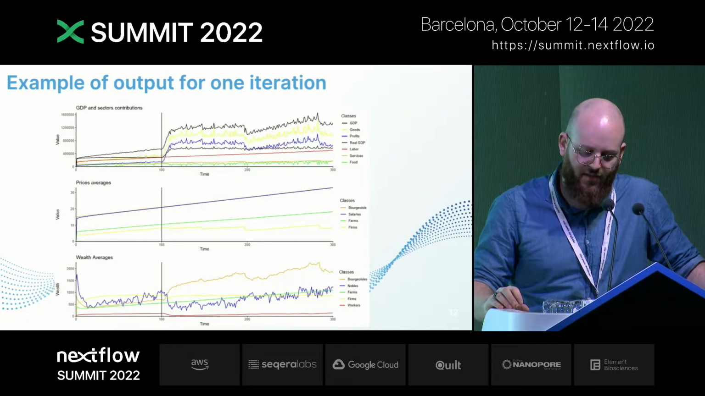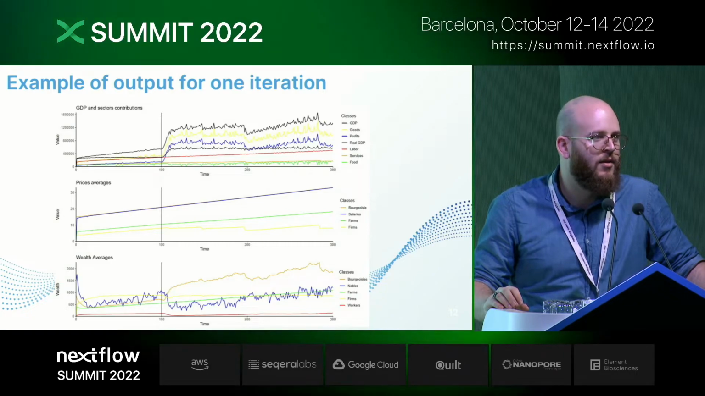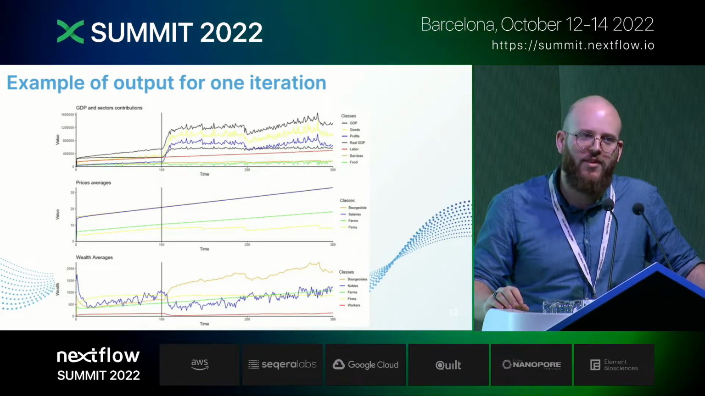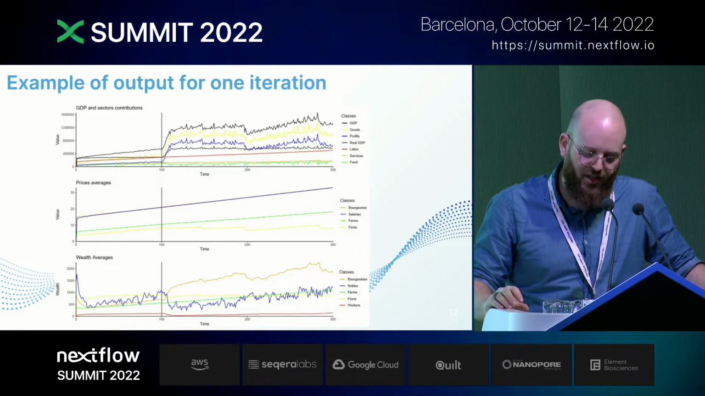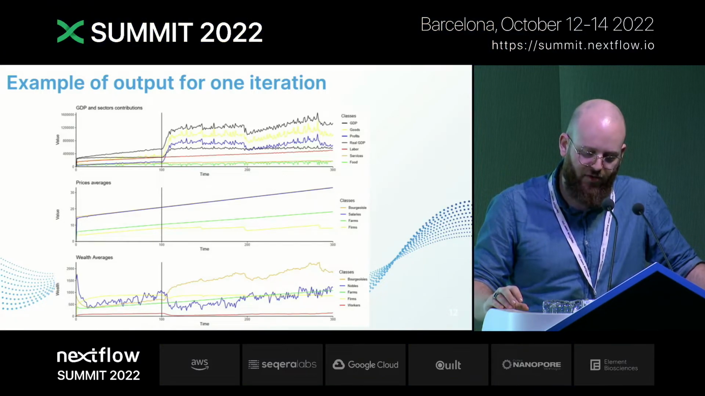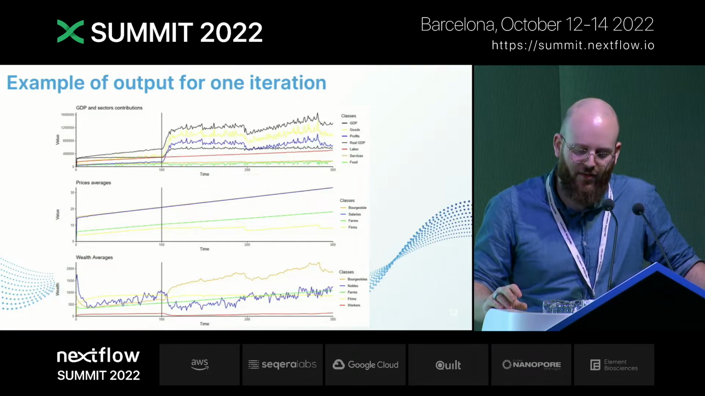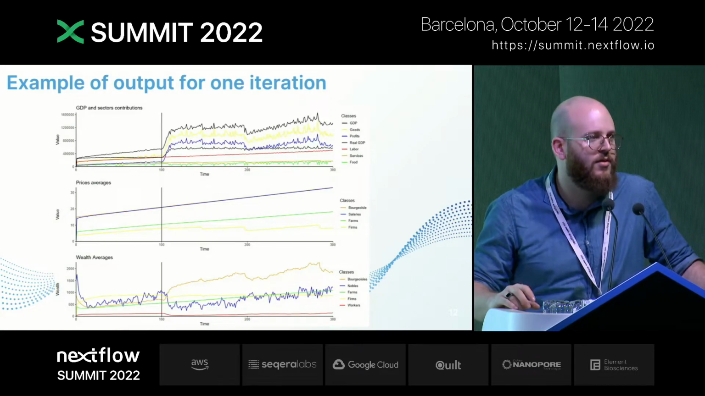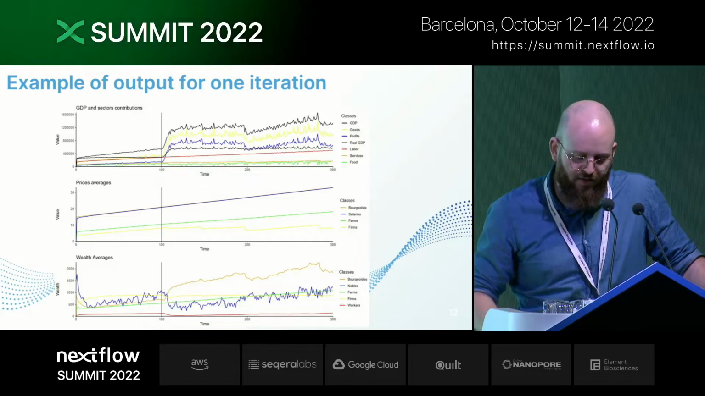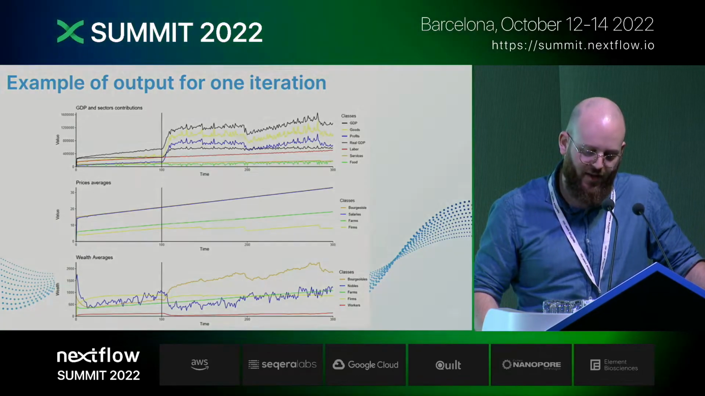As you can see, there is the evolution of different economic indicators. There is GDP, the different sectoral contributions, prices, average wealth per household, and the line is when I introduce the industrial technology, and you see the behavior of the model changes.